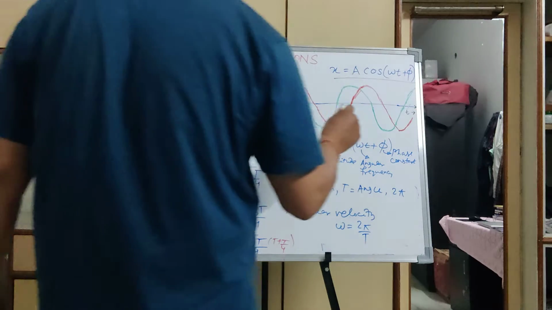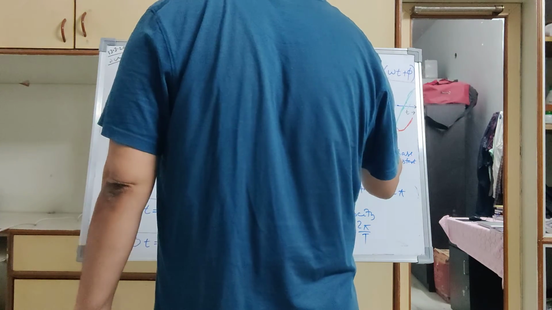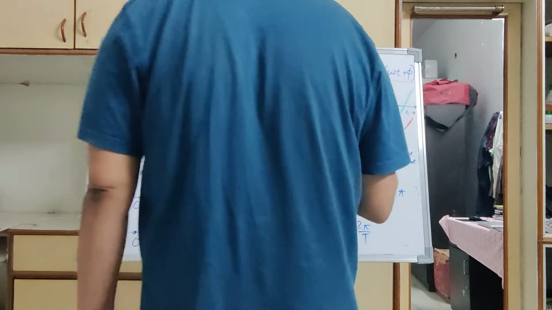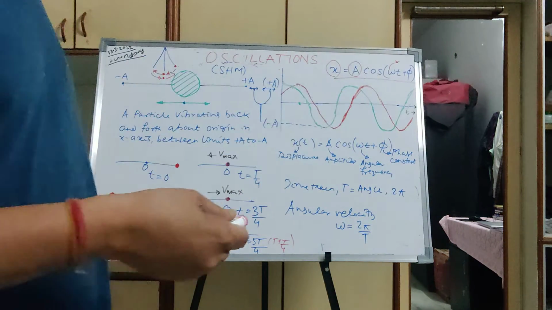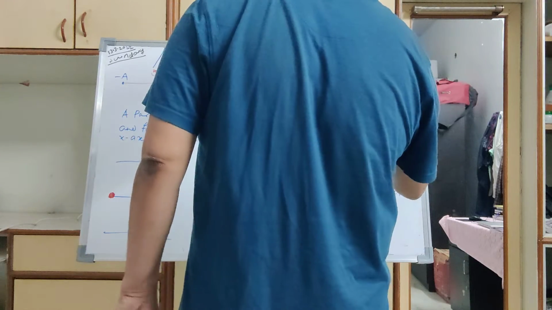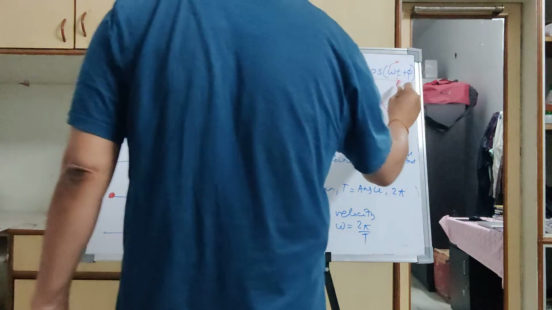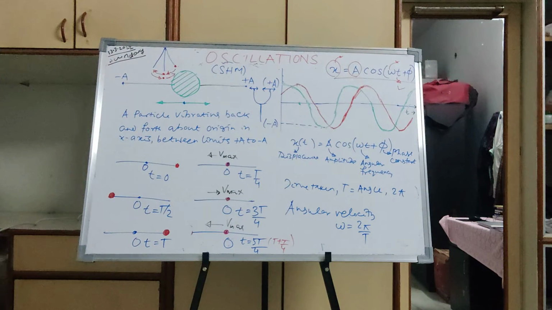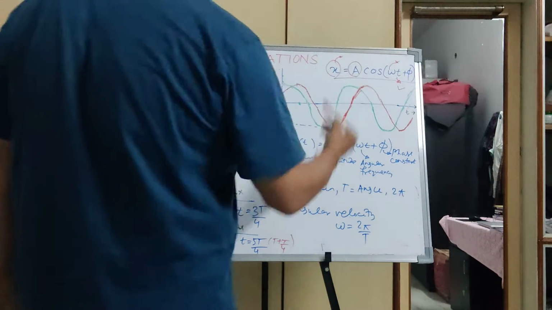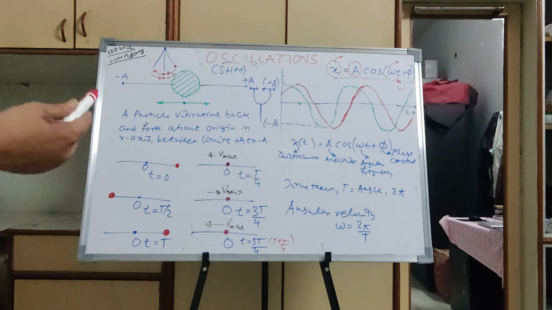So this is your x, this is your amplitude, this is called your angular velocity or angular frequency. This is time. Time is the independent variable. X is the dependent variable, and x is displacement. Phi is called the phase constant. I'll explain what exactly the phase constant is.